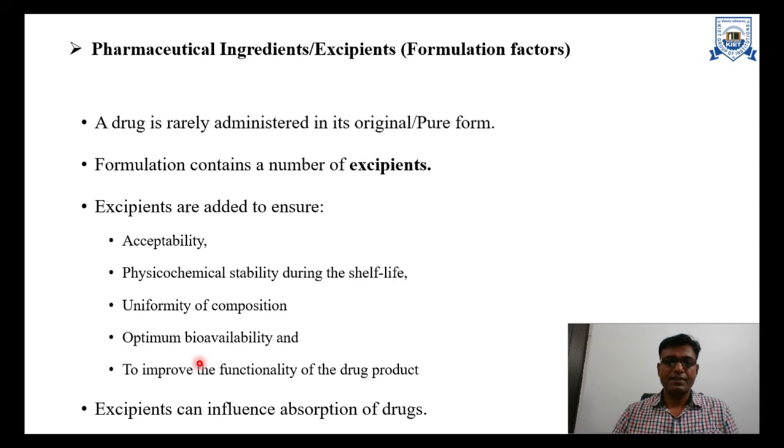The excipients are added to ensure the acceptability of the drug or dosage form and the physicochemical stability during shelf life. Meaning to increase the stability of the drug, we add excipients, and for uniformity of the composition and optimum viability, and to improve the functionality of the drug products. We can say we add these excipients into the pharmaceutical dosage form to improve its quality. Now these excipients can influence the absorption of the drug. How they can affect the absorption of the drug, we will discuss in the further slides.